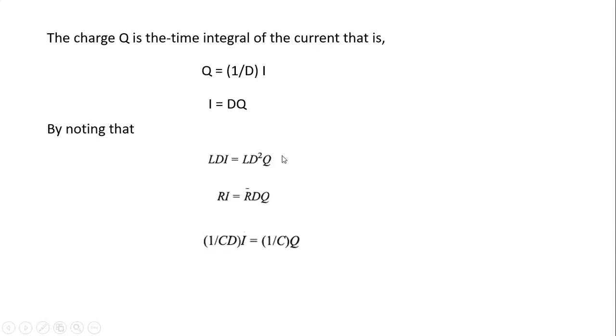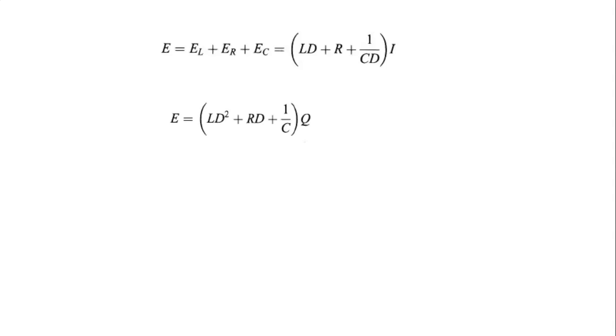Therefore, the voltage drop E is given by EL plus ER plus EC is equal to L D plus R plus 1 upon C D into I. This equation we have already studied. Substituting the values, we obtain the equation of E in terms of Q. Therefore, E is equal to L D square plus R D plus 1 upon C into Q, and we will represent this equation using the following block diagram.